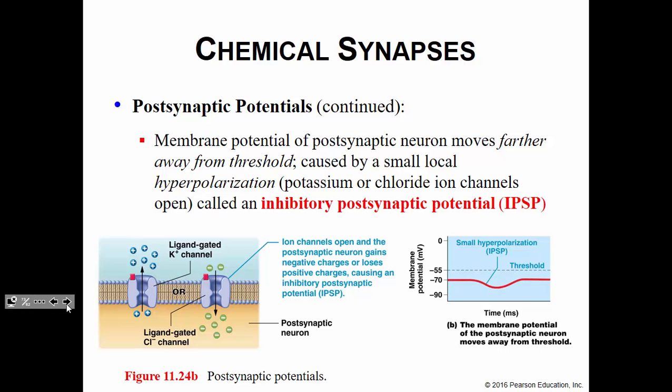When the membrane potential moves farther away from the threshold, that can cause this change that you see here. That's either because the potassium channels or the chloride ion channels are open, and that's called an inhibitory postsynaptic potential.